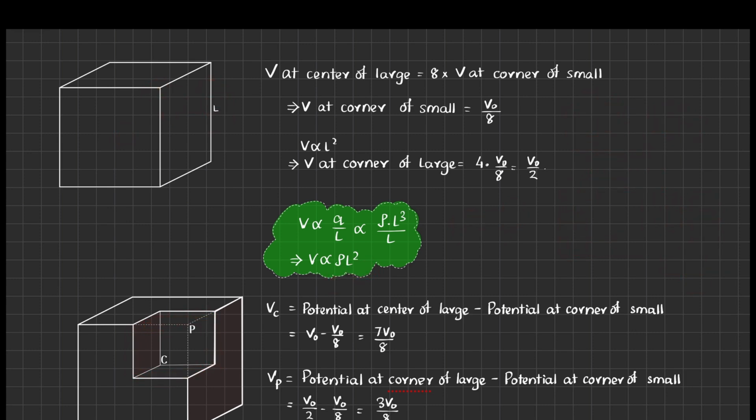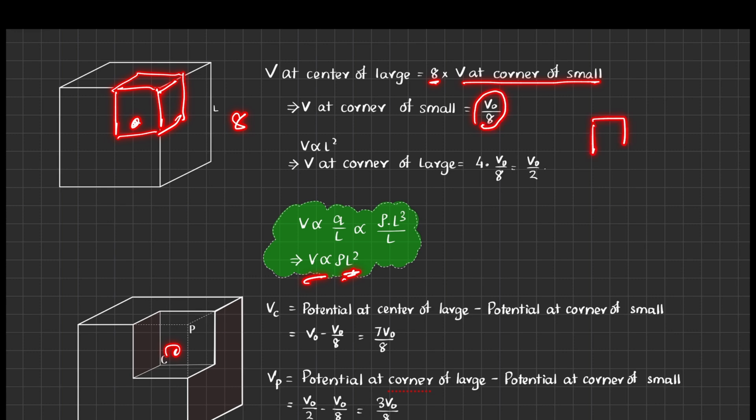How did we get it? I am repeating it again. I have used the scaling principle here. I assumed a smaller portion to be cut out. Actually it is cut out here, but for now, if we assume we take a smaller portion, we know the proportionality V proportional to L square. At the corner of the large cube, there are 8 small cubes. So the total of 8 smaller cubes' potential will be V naught. So one cube's corner potential will be V naught by 8.